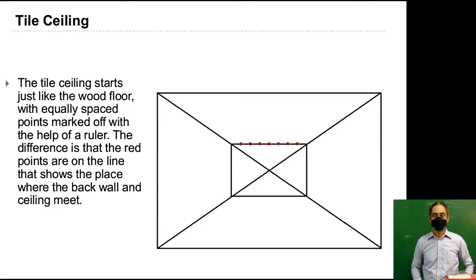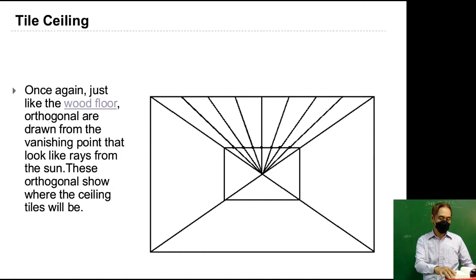We will make a tile look like a ceiling. Once again, just like the wood floor, orthogonals are drawn from the vanishing point that look like rays from the sun. These orthogonals show where the ceiling tiles will be.